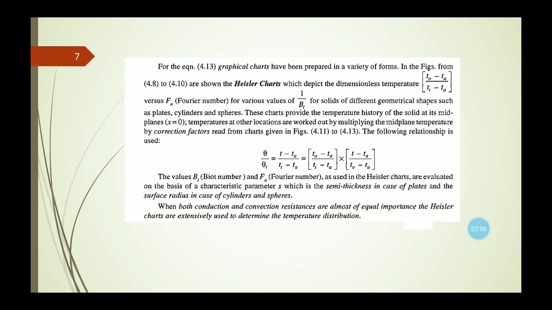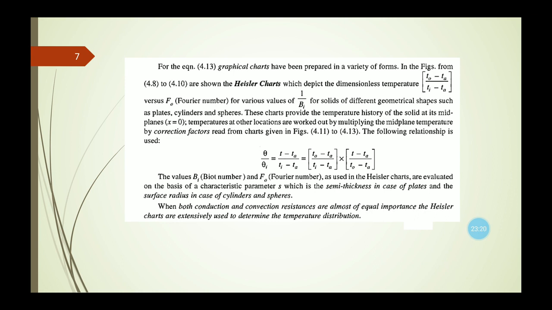This one will be represented in some other form, that is (T0 minus Ta) divided by (Ti minus Ta), multiplied by (T minus Ta) divided by (T0 minus Ta). So this relationship will be used when the mid-plane temperature by correction factors will be required when x is not equal to 0. That means the temperature at other locations we need to find.